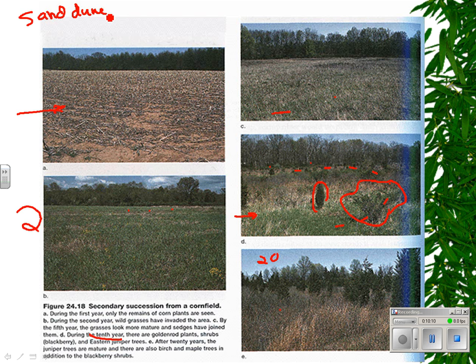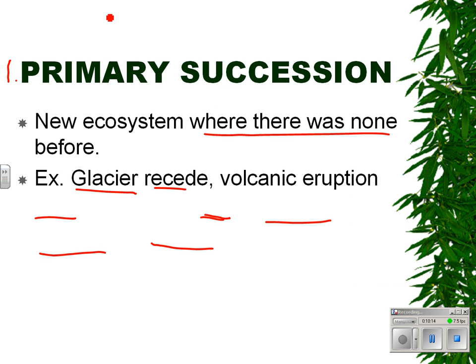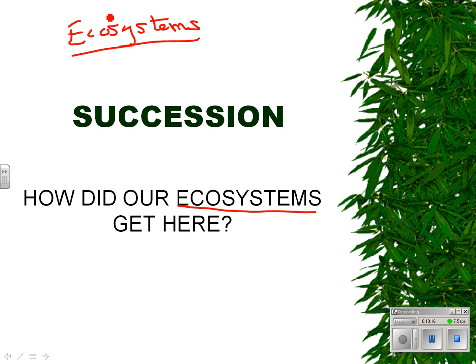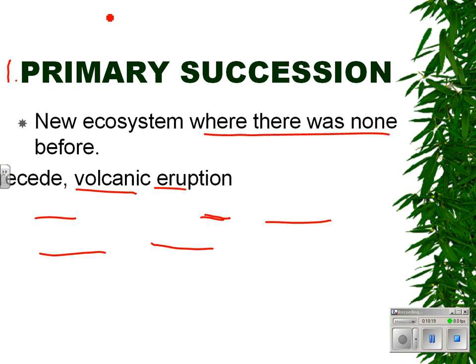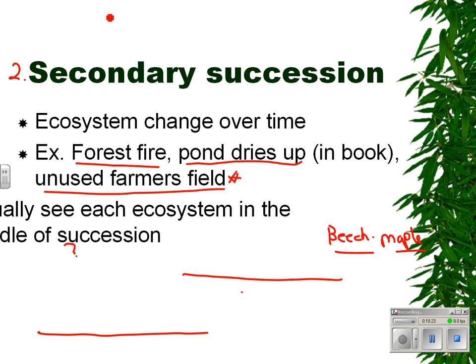So, how ecosystems get here. To review, we were talking about how do our ecosystems get here. And what happens is they constantly change over time, and it's called succession.